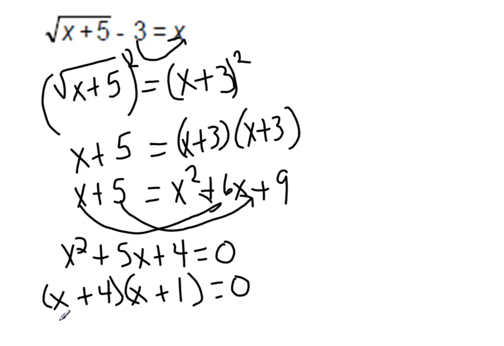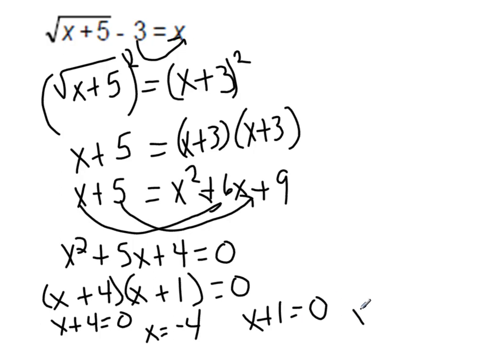So I factored it. I set each factor equal to 0. X plus 4 equals 0, so x equals negative 4. X plus 1 equals 0, so x equals negative 1. So my solution set appears to be negative 4 and negative 1. Now remember, I have to check them both.